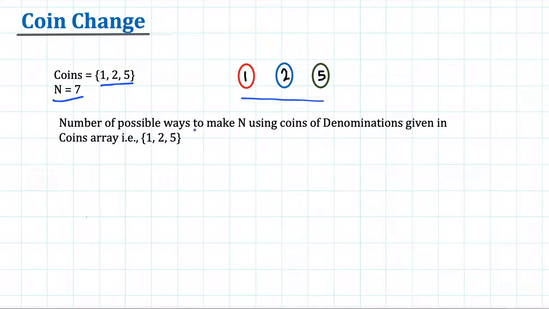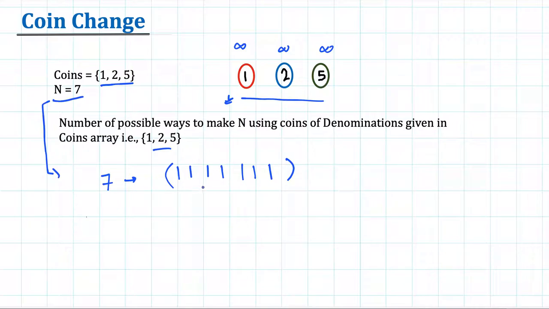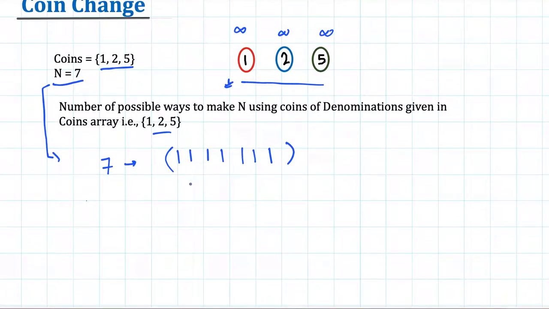How can you make that? And you have an infinite supply of all these coins, so you can pick one coin multiple times. For example, here we have 7. So we can use 1, 1, 1, 1, 1, 1, 1. This is one possibility, using just 1 cent coins.